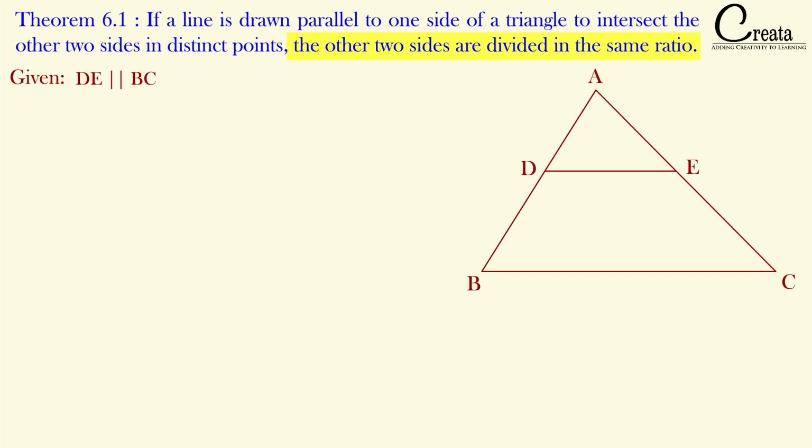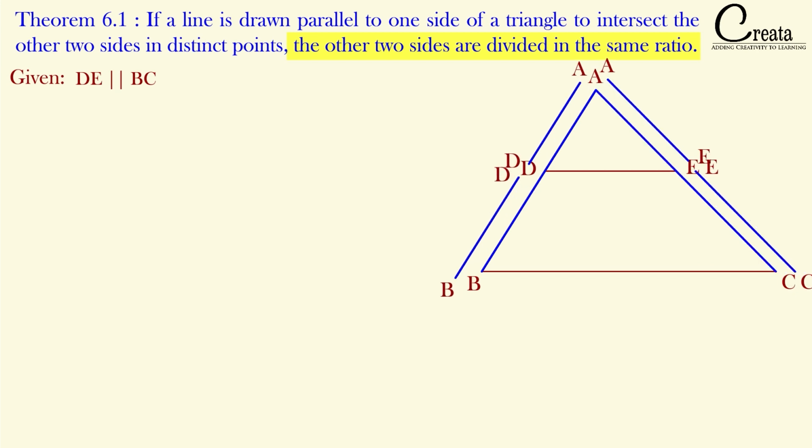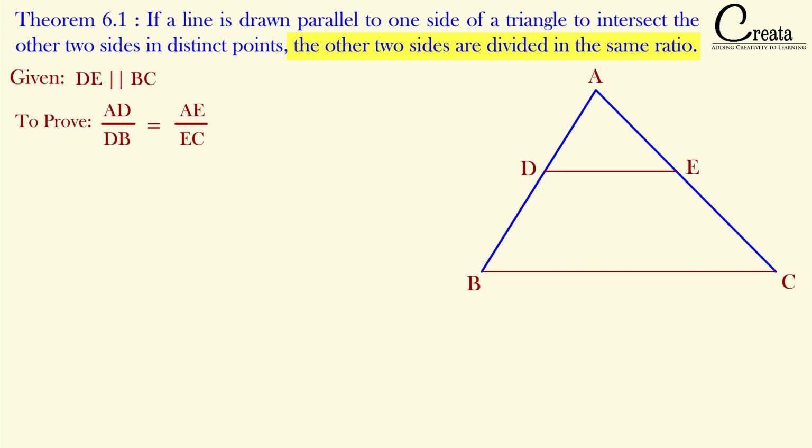The other two sides are divided in the same ratio. Other two sides means the side AB and AC will be divided into the same ratio. That is, ratio of AD upon DB will be equal to AE upon EC. So the same concept we have just learned. So this is a theorem and this is the wording.